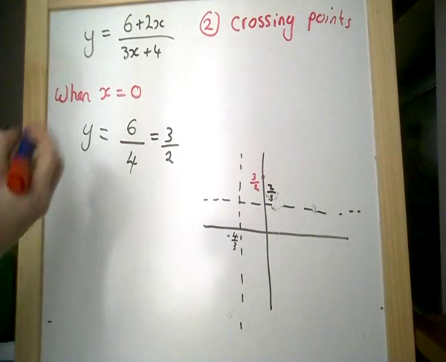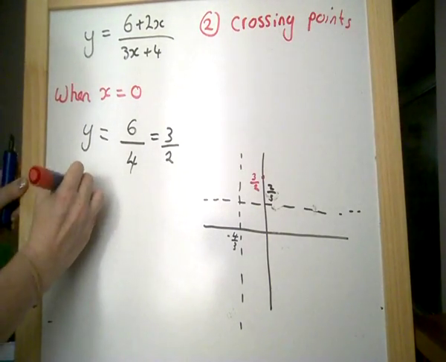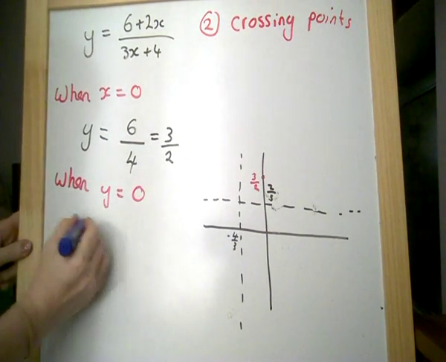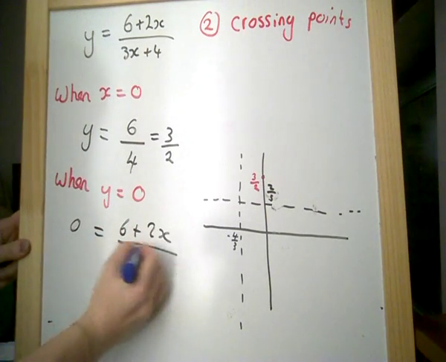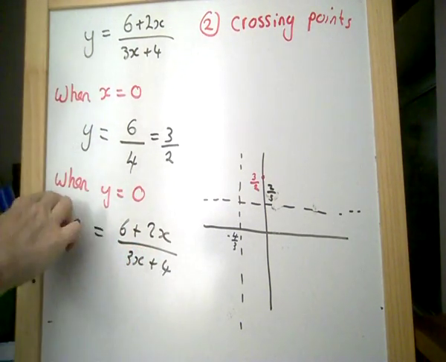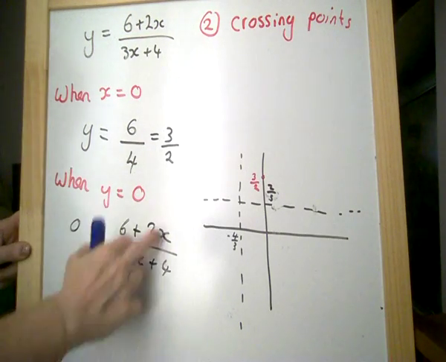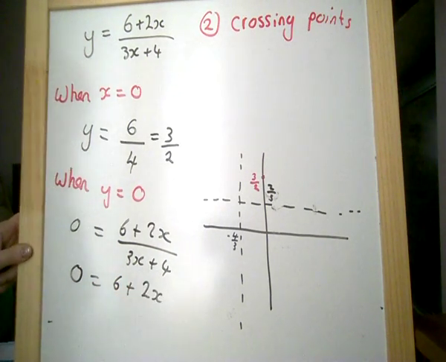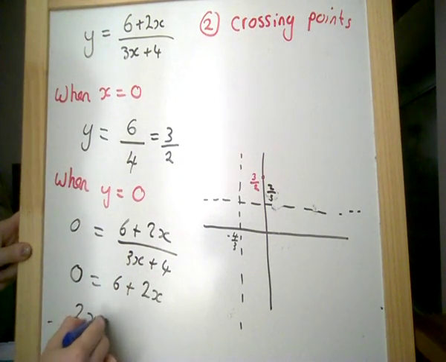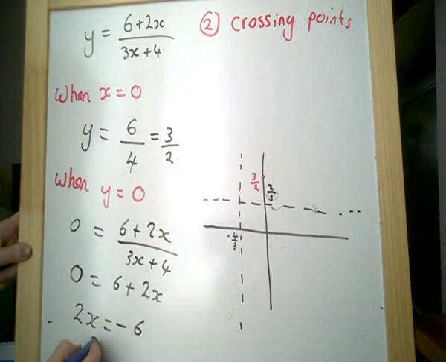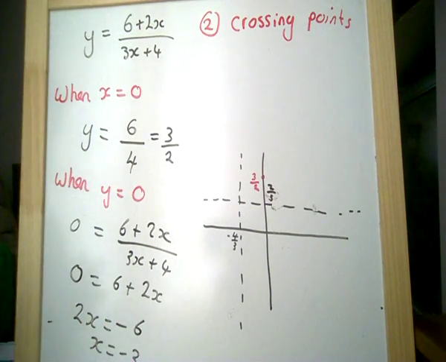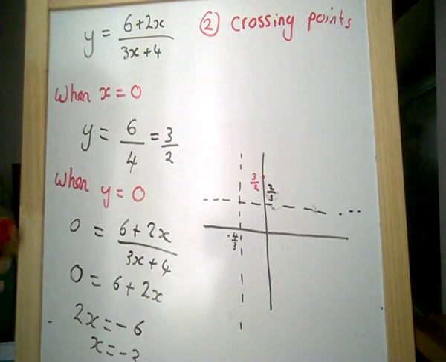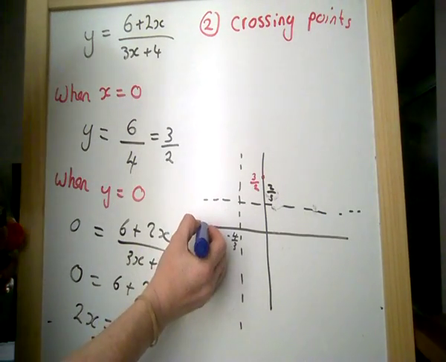Okay, so then where does it cross the x-axis? That is when y equals 0. So if I substitute y equals 0, imagine multiplying up by all of that, it just disappears. So what we're saying is we're looking for the solution when 6 plus 2x equals 0. So that would give 2x equal to minus 6. So x would be minus 3. So let's mark that on our graph. So when y is 0, x is minus 3.